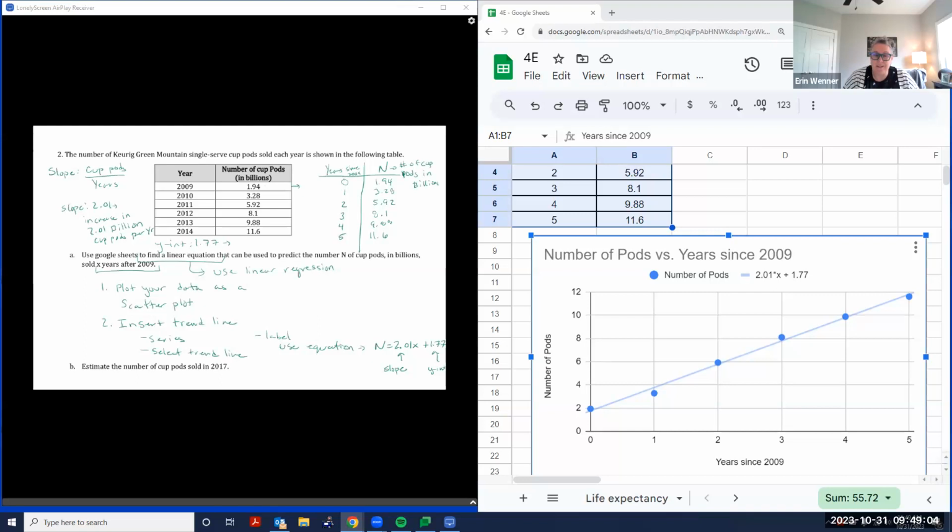So that y-intercept doesn't really match up with the data that we use, but that's what happens when you use a non-perfectly linear set of data, right? When you're doing linear regression, it's averaging that rate of change. And so it's going to say initially we sold 1.77 billion cup pods, okay? But you want to still be able to identify what that means.